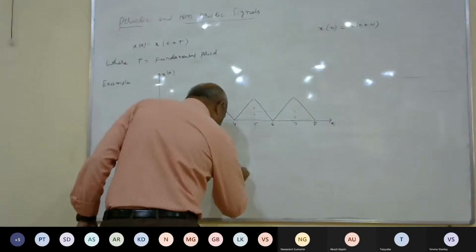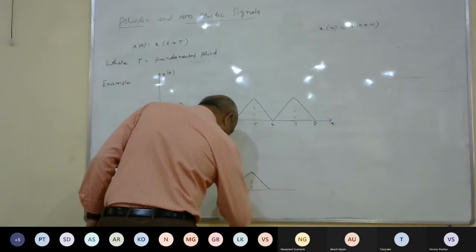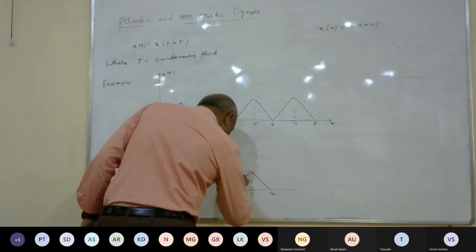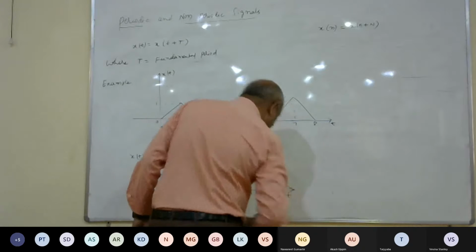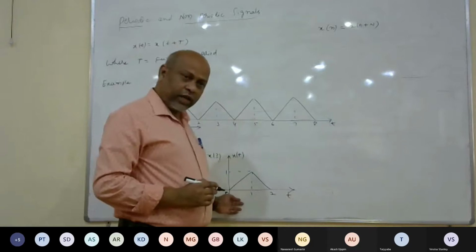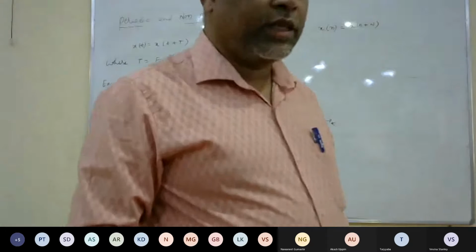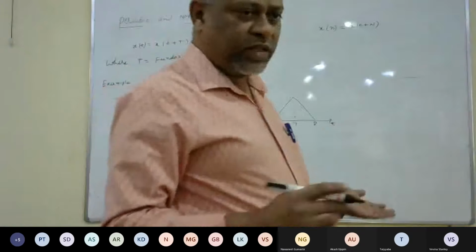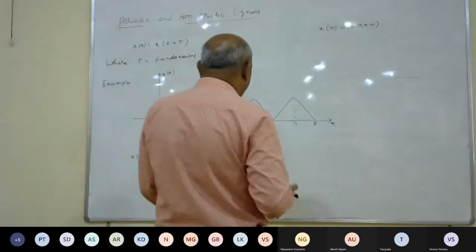For example, a non-periodic signal is, suppose the signal looks like this, from 0 to 1, 2, and this value is 1. This is x of t and this is t. Here there is no repetition of any pattern. We'll call such signals non-periodic signals. Here there is no fundamental period because what is there in the 0 to 2 range is not repeated.